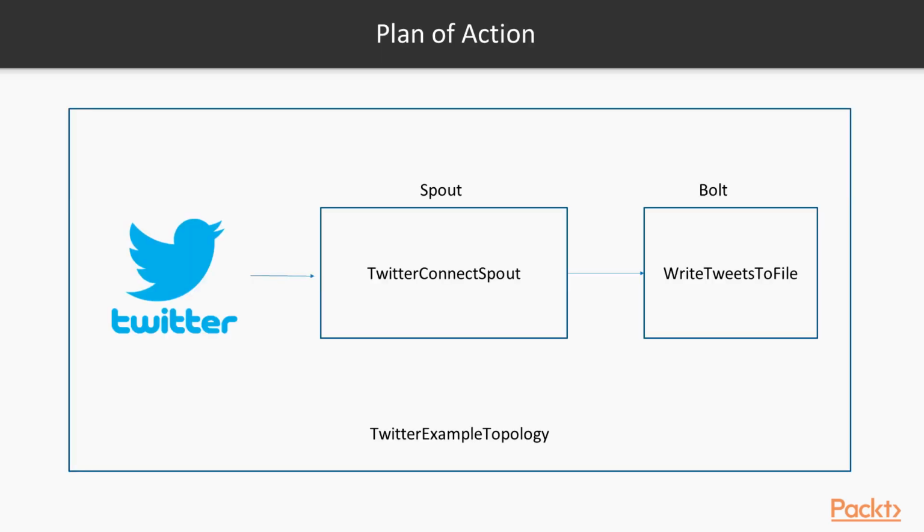The plan of action is that I will be writing Storm code which ensures that my spout will connect to Twitter, and whatever tweets the spout collects will be passed on. The bolt will accept the tweets and the tweet text will be stored in the file. So this is the kind of topology that I'm going to create.